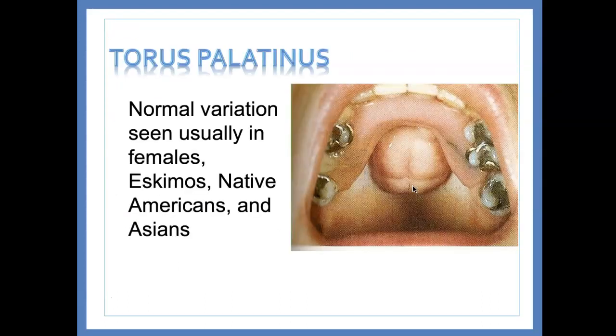There is a picture of the tori. Again, they look like little bony growths up underneath the palate. That's not abnormal. It's just more of a genetic variation. Again, Eskimos, Native Americans, and Asians may have this genetic trait.